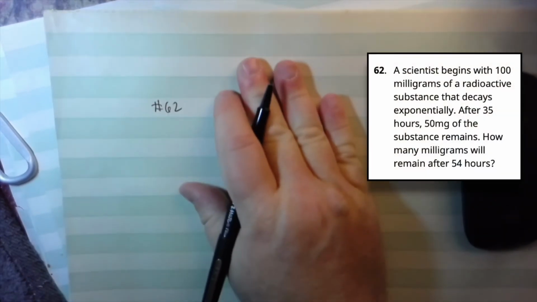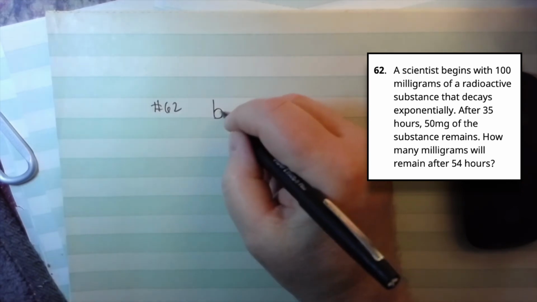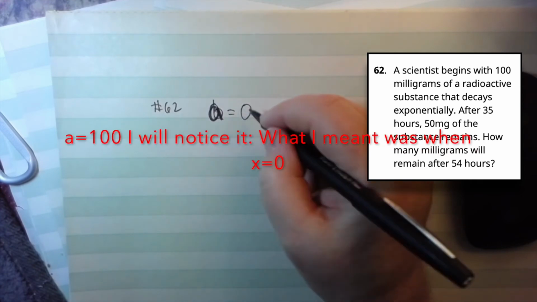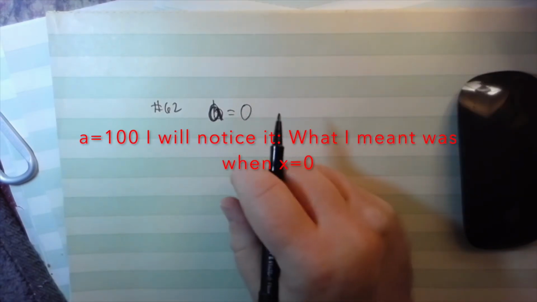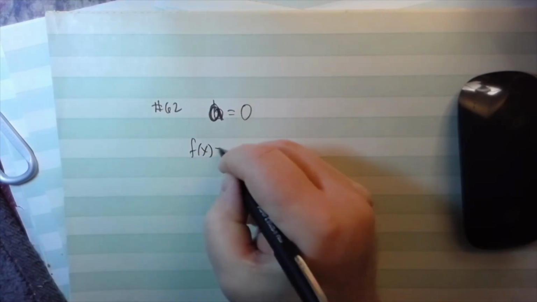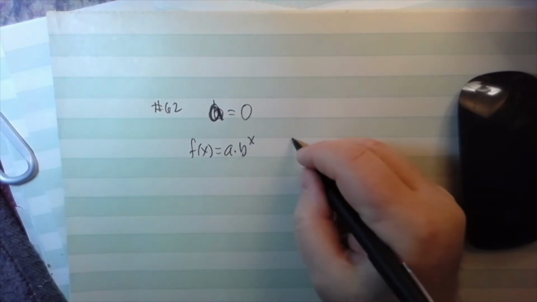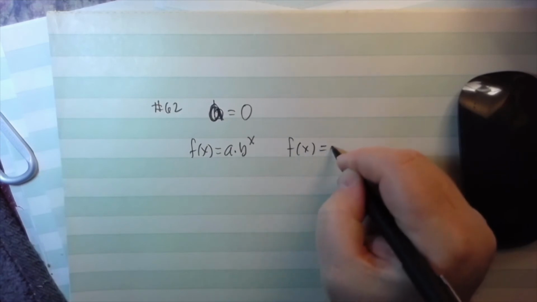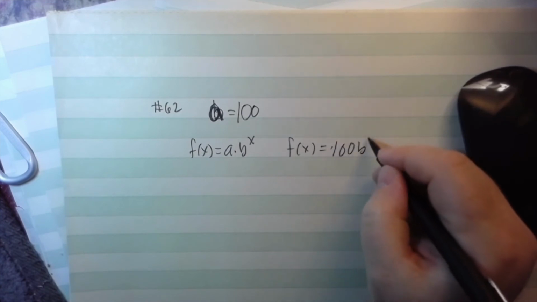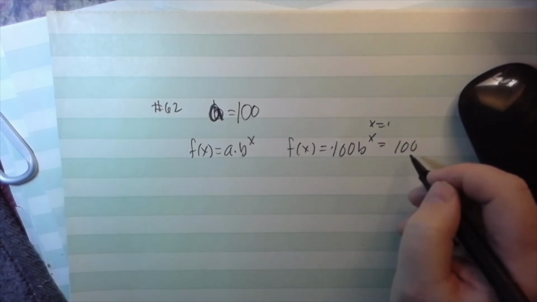All right. A scientist begins with 100 milligrams of radioactive substance. So our initial amount, let's call it A, equals 100. Now it says that it decays exponentially. So what do we know? Let's use this version of exponential like this. And so what I know is that f of x equals 100 b to the x, and equals 100 when x equals 0, because that's what we're starting with.